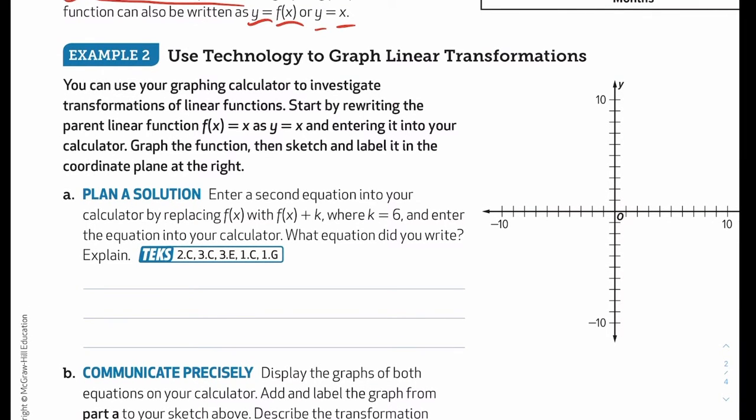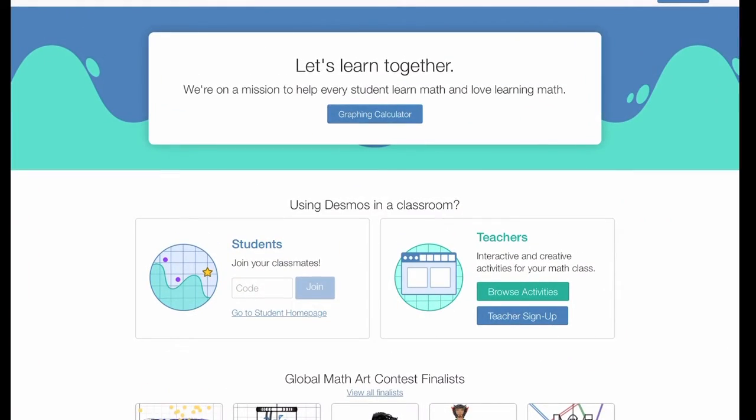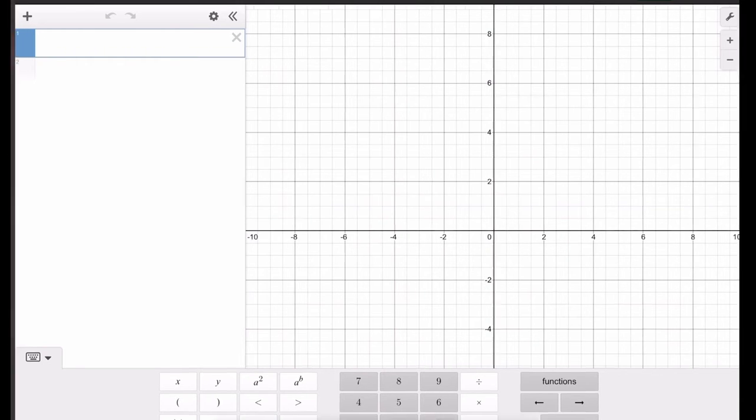For this next one, we're going to need a graphing calculator. So what I did is I pulled up Desmos.com. I just typed in Desmos.com. Then we're going to click on the graphing calculator, and we're going to do whatever it says to do.